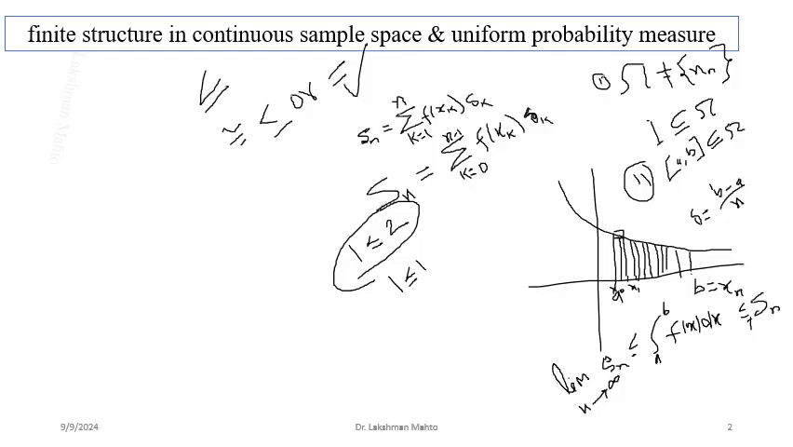Through finite structure. How did you get it? You come up with these finite points, x0, x1 up to xn. So you have written the interval AB in terms of these points.